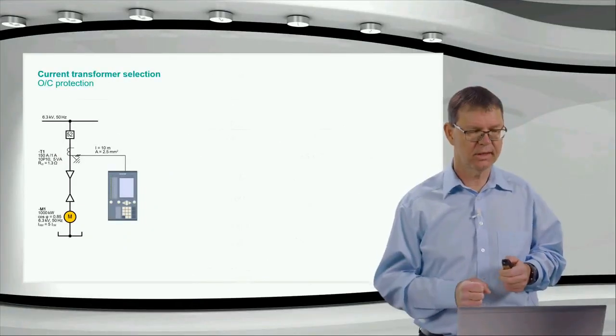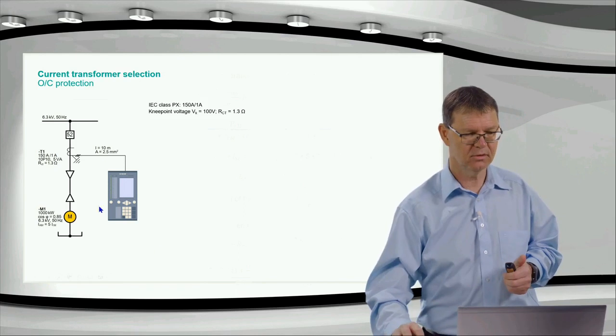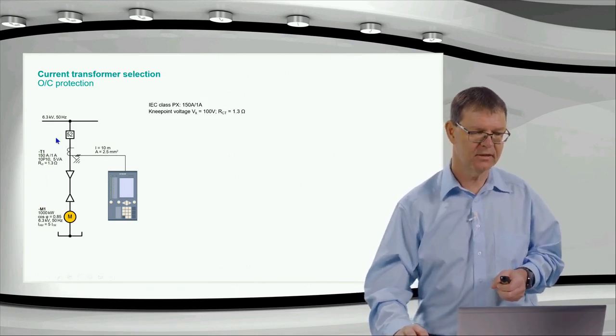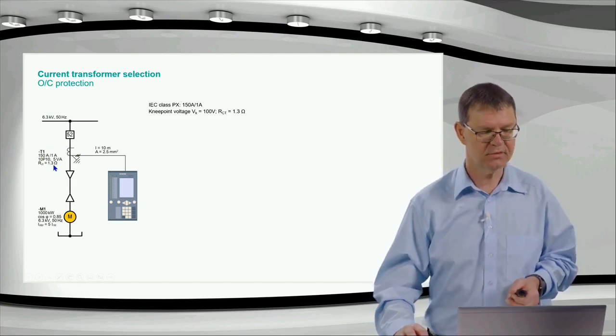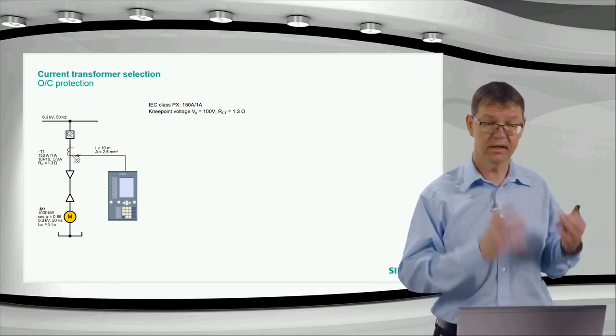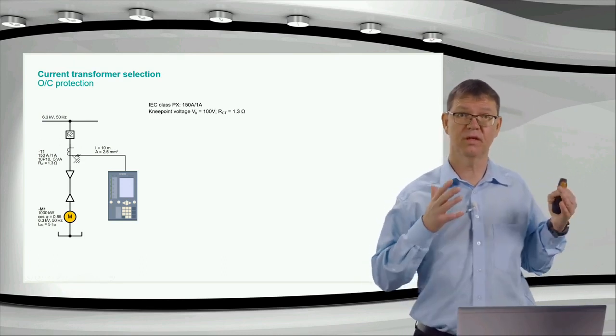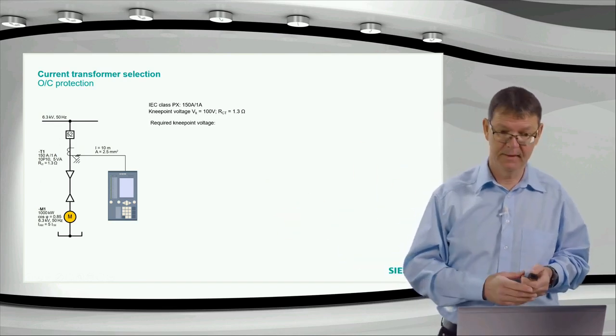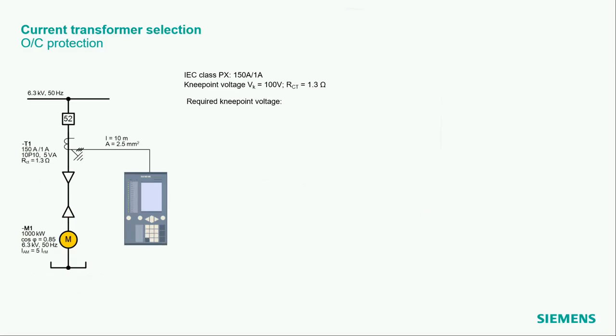Okay, let's have a look at the second example. Now, I did not exchange the data here, but instead of a 5P or 10P current transformer, let's now have a look at a class PX current transformer. There we have a knee point voltage, and alternatively, an ANSI class current transformer. The required knee point voltage is also what you find in the manual. I just copied it from the manual, it is what you see in this formula.